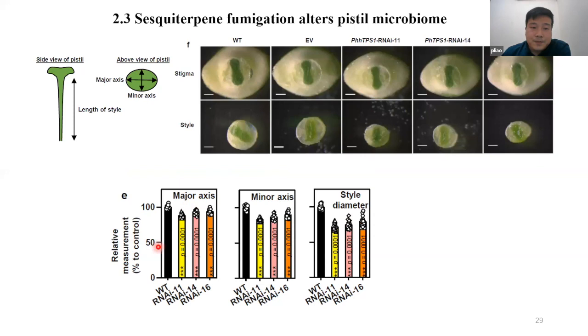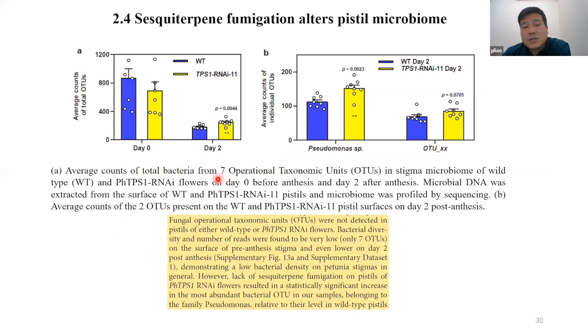Also, they did an experiment to test the behavior of the pistils against the microbiomes. The results indicate that when the TPS RNA line, which is the yellow color, lacks the sesquiterpenes, or they are reduced, there are more bacteria found in the RNA lines in comparison to the wild type. This shows that the sesquiterpene fumigation changes the pistil microbiomes.